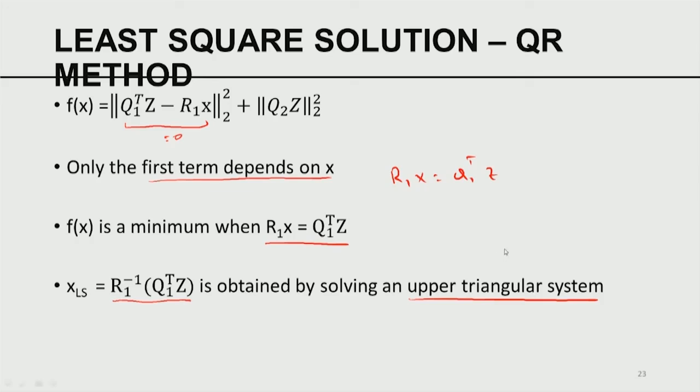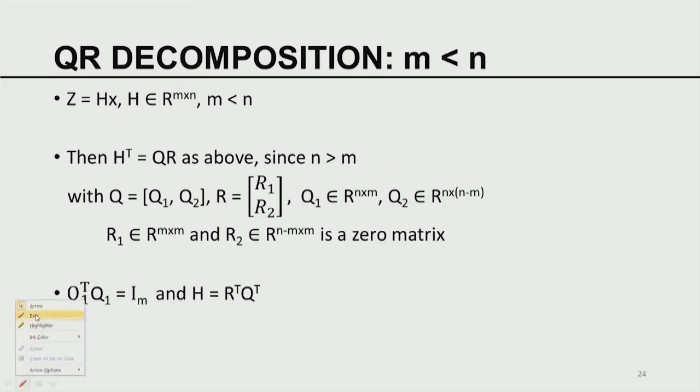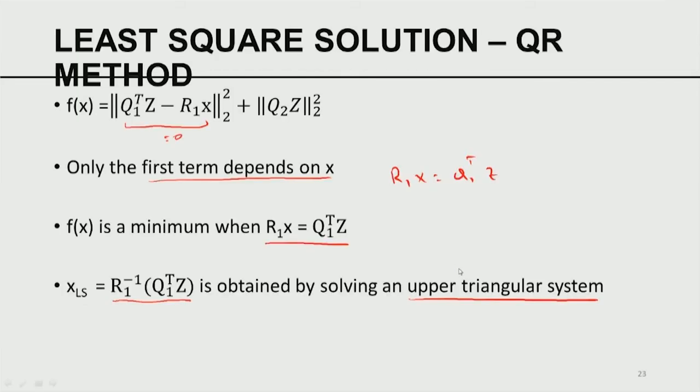The solution of an upper triangular system or lower triangular system is going to cost only O of n square. But the solution of a full system is going to cost you O of n cube. Therefore, this solution process is much cheaper than solving the normal equations. But what is the catch? The catch is I still have to pay for the QR decomposition. Therefore, this methodology is a very elegant methodology, but it rests on being able to perform the QR decomposition on the matrix H, and that's a very fundamental operation.